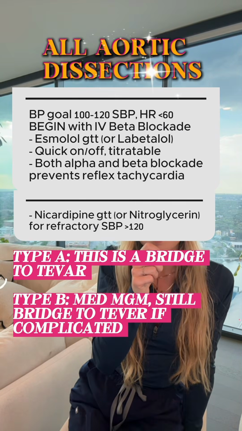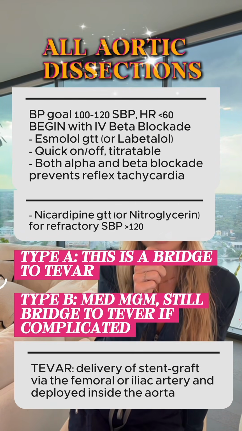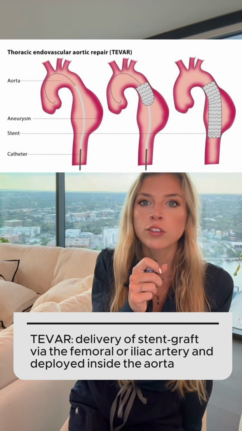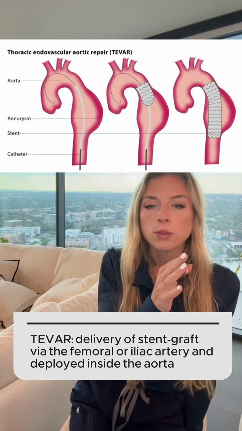These medications are the same medications you would use in the type B when you have the descending aorta involved and no rupture or ischemia. But if it's complicated like malperfusion, there's a rupture, there's uncontrolled pain or hypertension, then you would still go to the TEVAR.